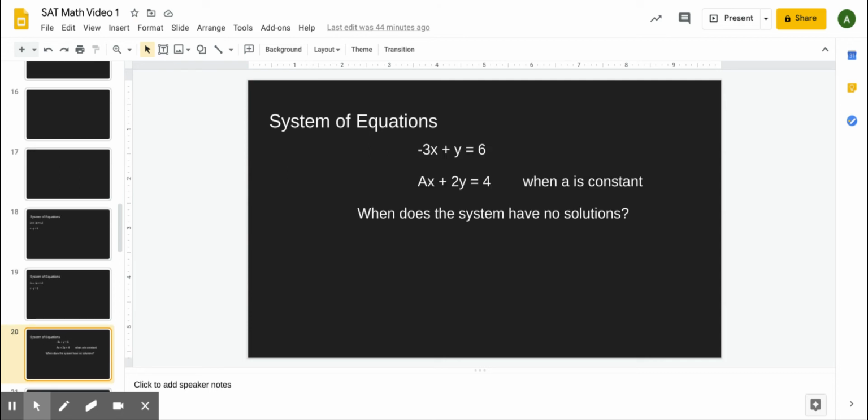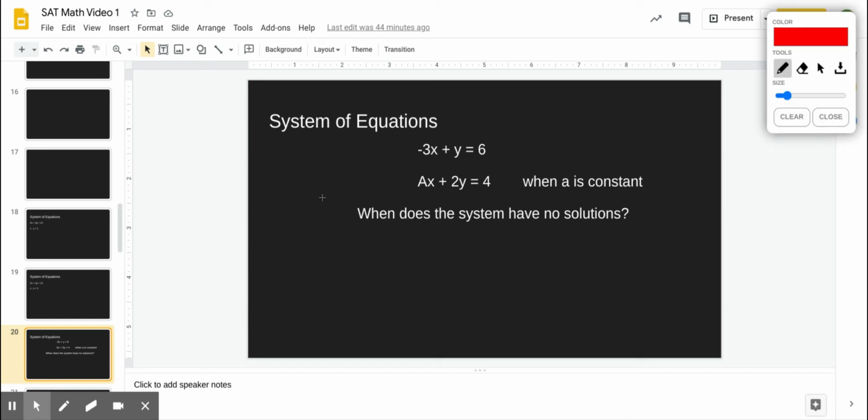All right. Now let's look at this one. This one's a little different. It says here, when a is a constant, so let's get the marker back up. When a is a number, when does the system have no solutions?